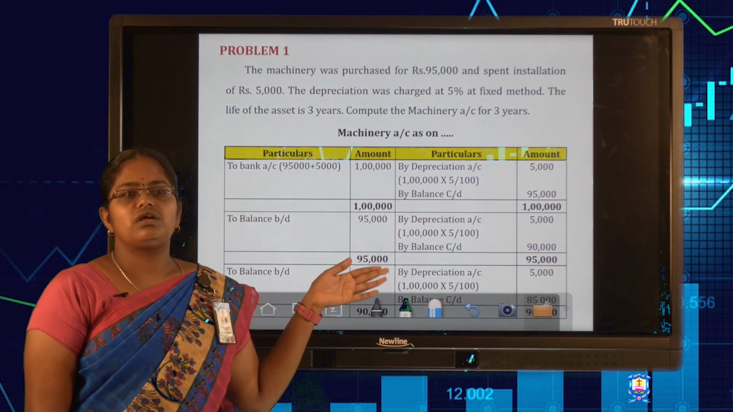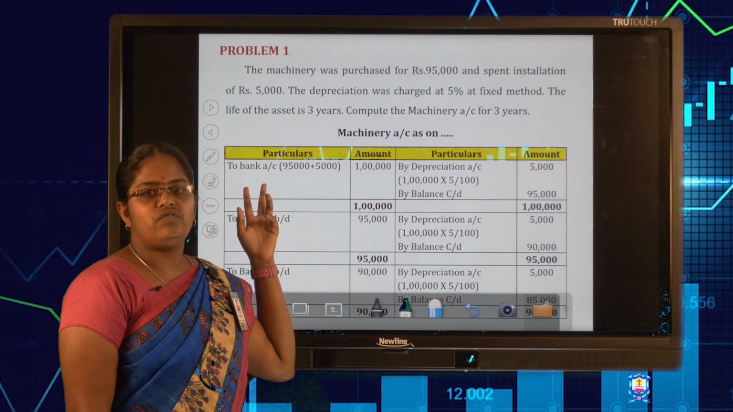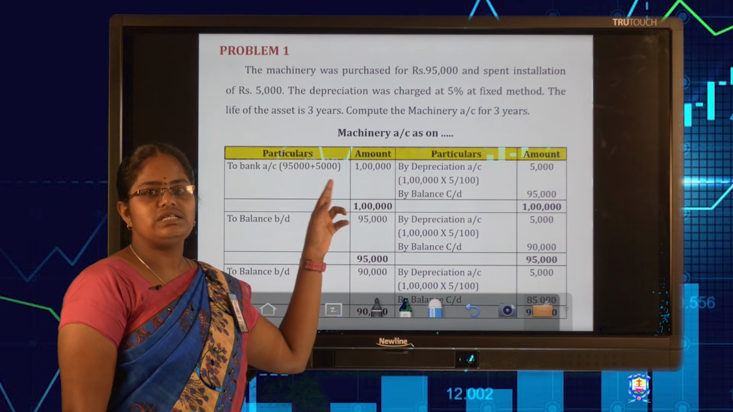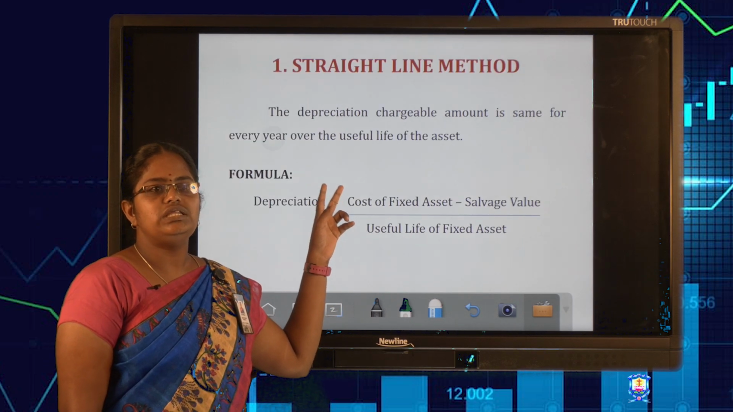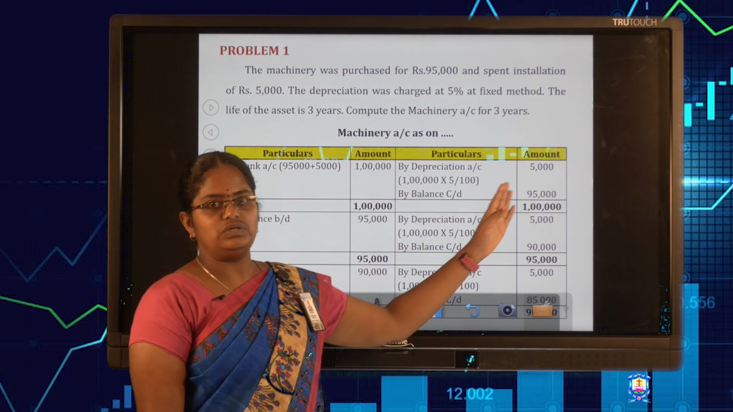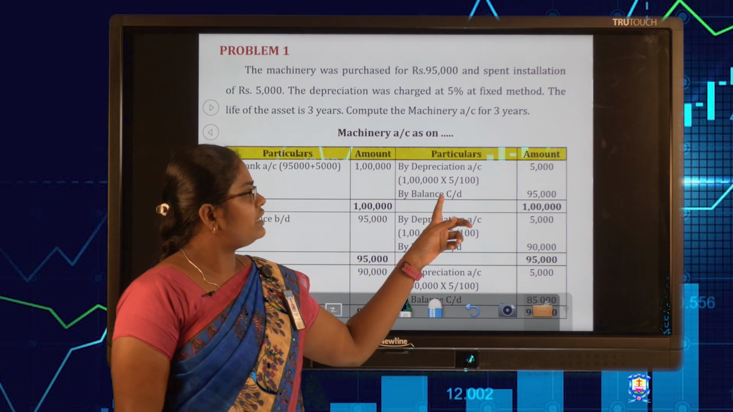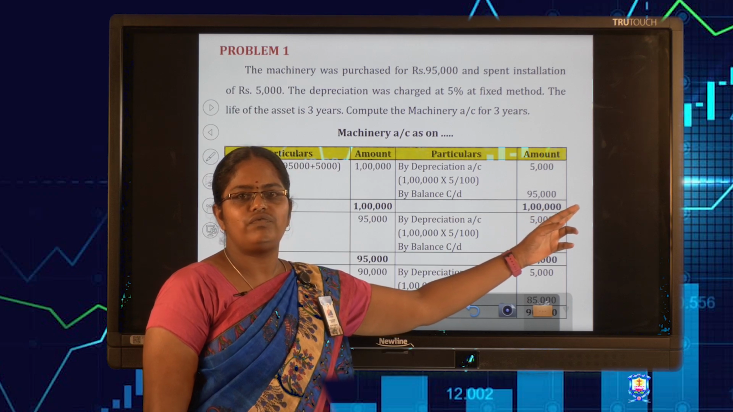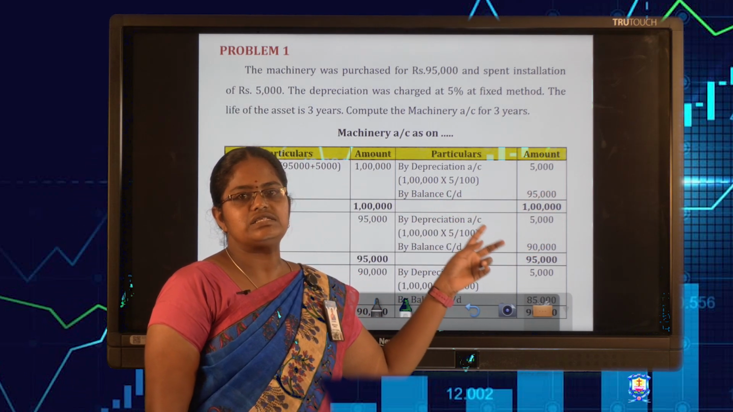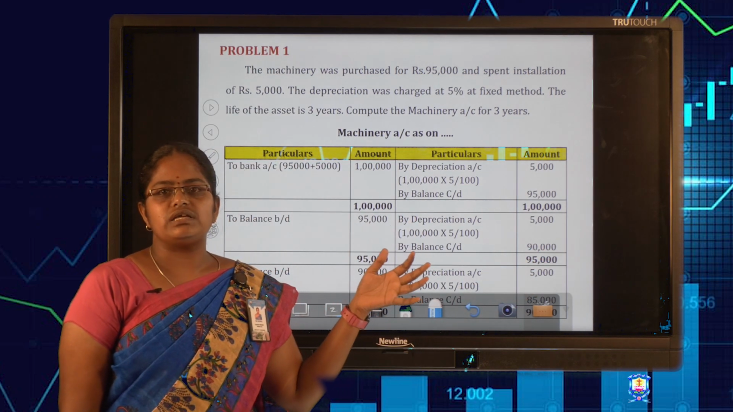Now we calculate the machinery account with depreciation. To bank account means this entry is for purchasing machinery. So 95,000 the original cost plus installation charges 5,000, totally the machine cost is 1 lakh. By depreciation account, 5% is calculated on 1 lakh. So 1 lakh into 5% is equal to 5,000. We deduct 1 lakh minus 5,000, and the balance carried down is 95,000. This 95,000 is considered as the closing balance of the first year.